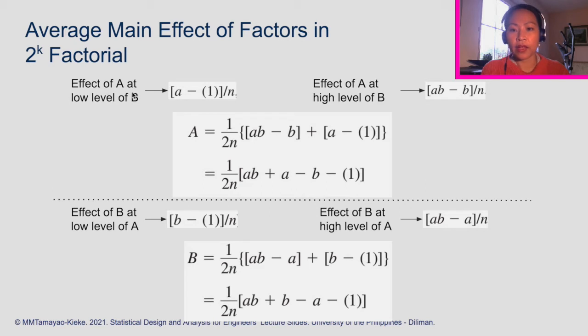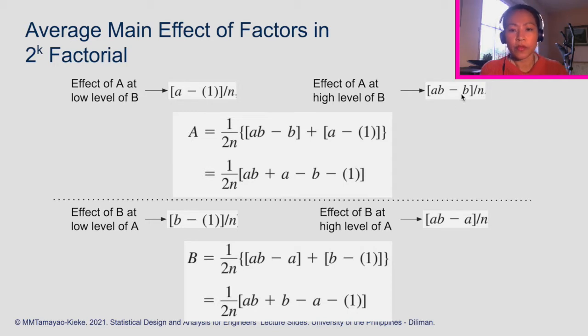First, let's look at factor A. The effect of A at low level of B can be obtained by subtracting the total of observations at low levels of A and B from the total of the observations where we have a high level of A and low level of B, divided by the number of replicates. While the effect of A at high level of B can be obtained by subtracting the total of observations where you have low level of A and high level of B from the total of observations where you have high levels of both A and B, and dividing that by n.